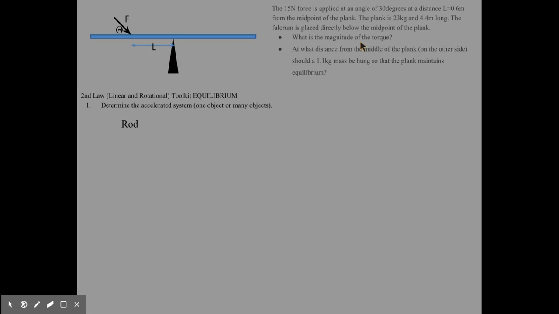We want to figure out what the magnitude of the normal force is and at what distance from the middle of the plank on the other side a 1.1 kilogram mass should be hung so that the plank maintains equilibrium.